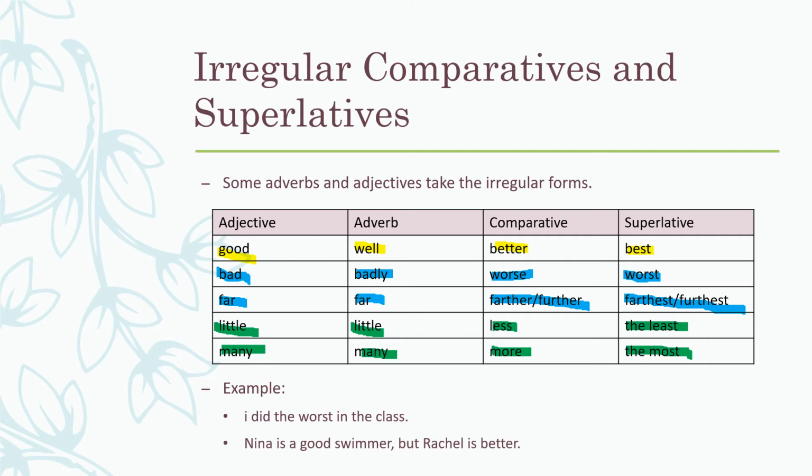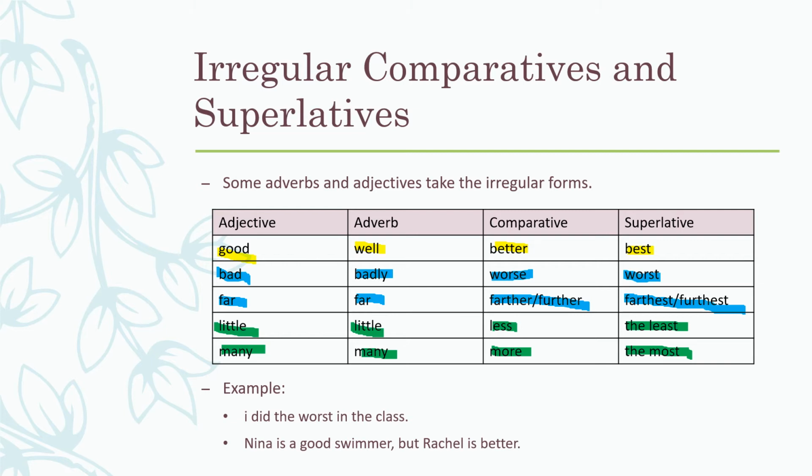So this is the example given. I did worse in the class. Okay, so meaning of all the students in the class, maybe let's say there are 20 students, I did the worst. Next one, Nina is a good swimmer. Here, adjective good. Nina is a good swimmer, but Rachel is better. We are comparing Nina and Rachel, so two people, so we use comparative form.